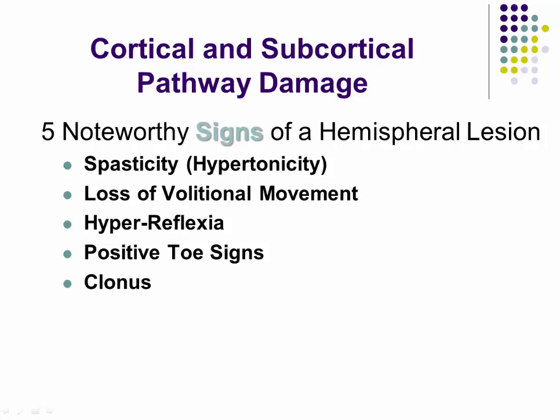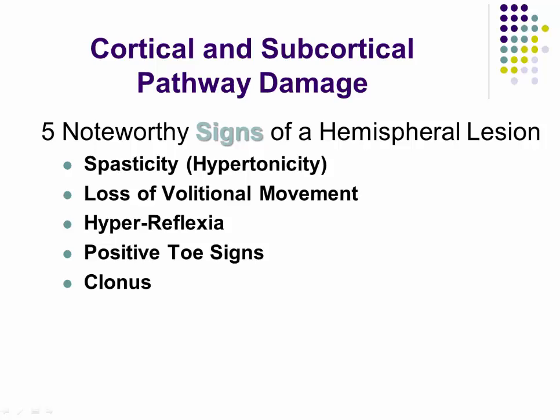So now we're going to talk about cortical and subcortical pathways. This is damage to any of the ascending and descending white fibers that go to and from the cortex. The 5 noteworthy signs of a hemispherical lesion: the child doesn't necessarily have to have all 5 signs present for diagnosing the syndrome. The first is spasticity, or an increase in muscle tone. Diminished learned voluntary movement, so a child's inability to walk, maybe sitting up, maybe reaching and grasping.